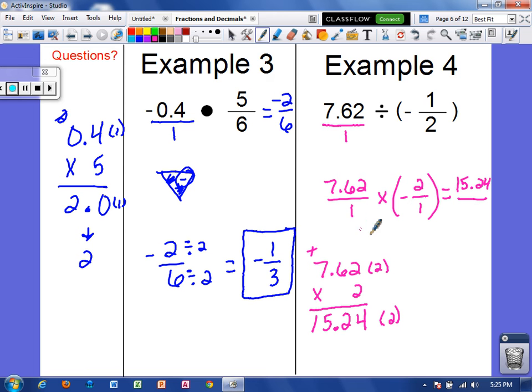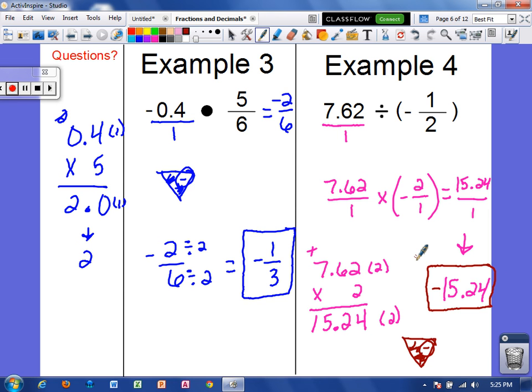Now the denominator product is 1 times 1, which is 1. Any number over 1 we know is just that number, as we have seen here and here in example 3. And this also means 15.24 divided by 1. So it's just 15.24. Now I can't forget I had a positive divided by a negative, so I've got to check my signs. Positive divided by a negative is a negative answer.